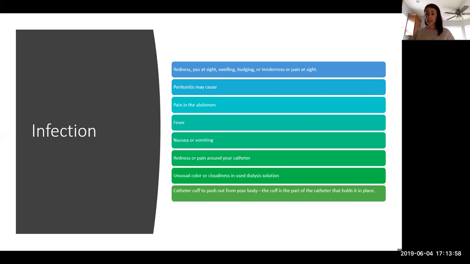So the catheter site can tell you a lot. If you have pus, redness, swelling, bulging, or tenderness or pain, that's the first sign of infection. But PD can also cause pain in the abdomen, fever, nausea, vomiting, redness or pain around your catheter, unusual color or cloudiness. If the catheter pushes out of your body, that's obviously not good, and that's a worst case scenario.